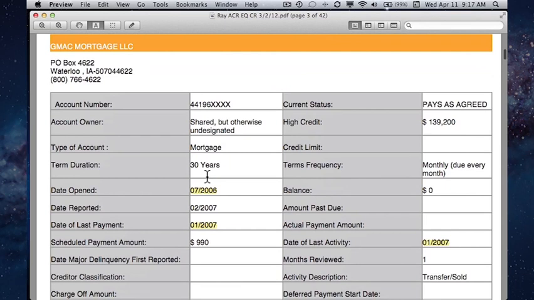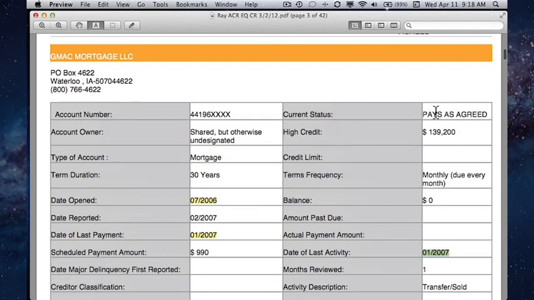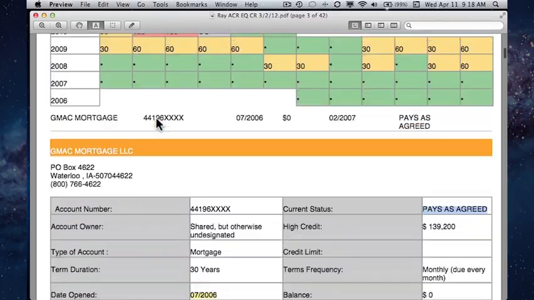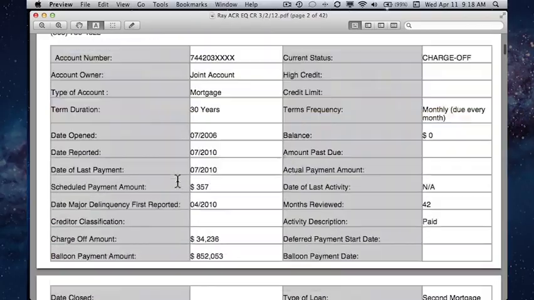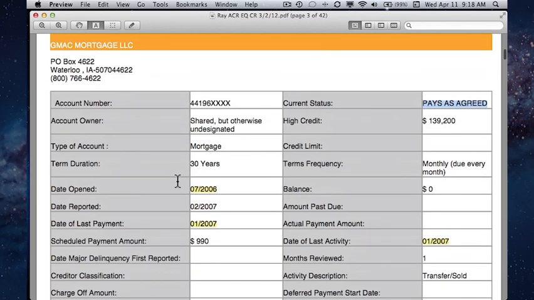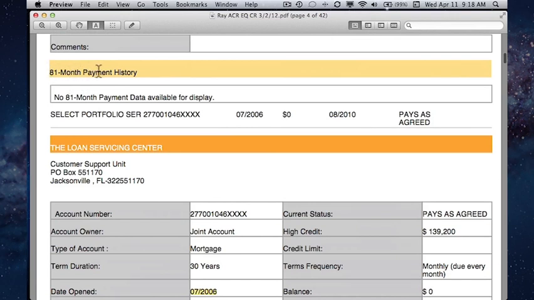Moving on, there was another GMAC mortgage, and again, date opened, date of last payment, date of last activity, scheduled payment amounts, etc. In this case there is no date closed included, but the date of last activity was 1 of 2007. So this one, however, is paid as agreed. So you can tell that here we have the closed accounts, and then this one was a closed account, but it was paid as agreed as well. There is no 81-month payment history available for this particular account.